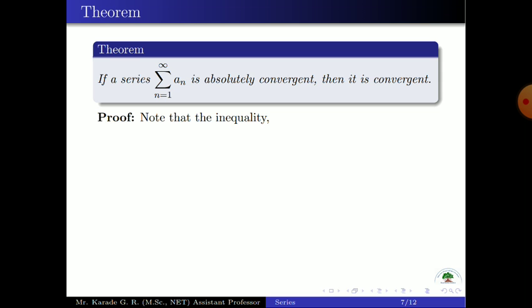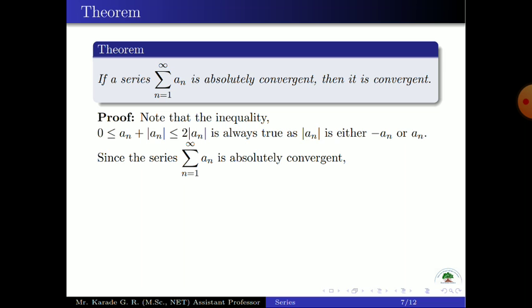Write the proof. Note that the inequality an plus mod an is always greater than or equal to 0 and it is always less than or equal to 2 mod an. That inequality is true for all natural numbers. For any real number it is always true, as the modulus of an is either minus an or plus an.